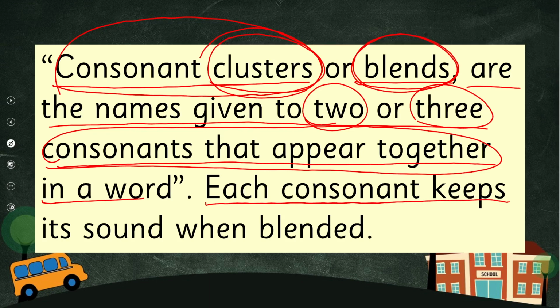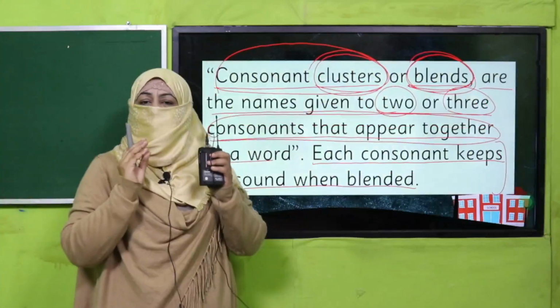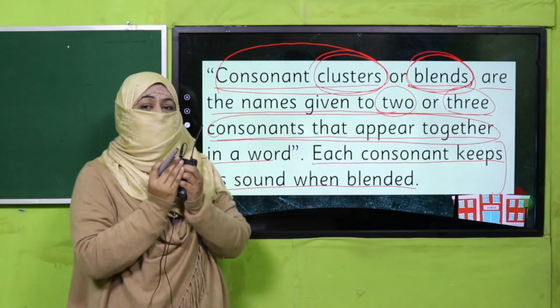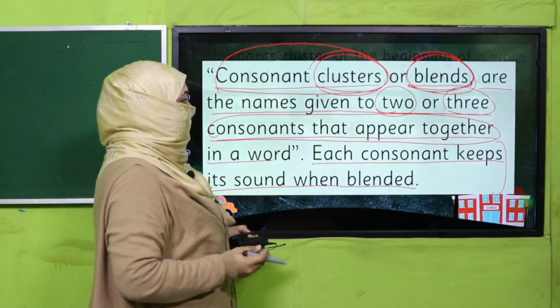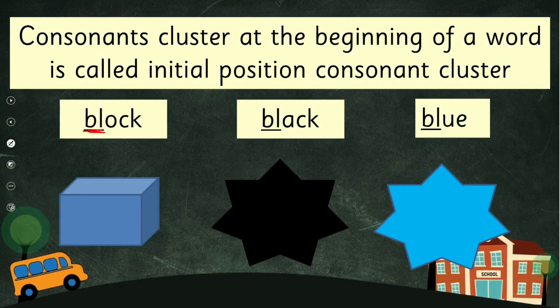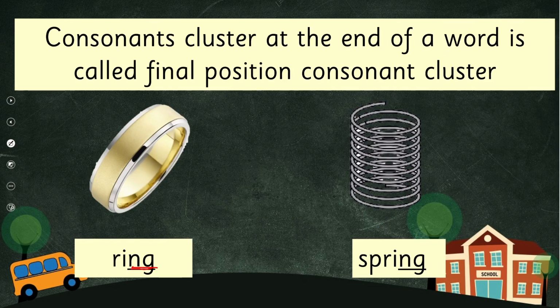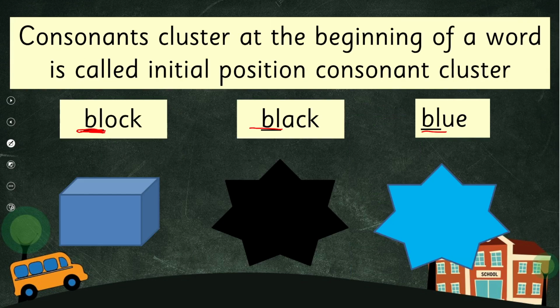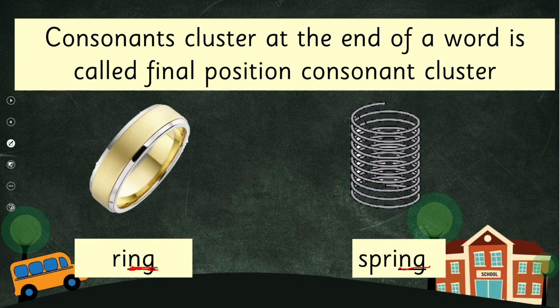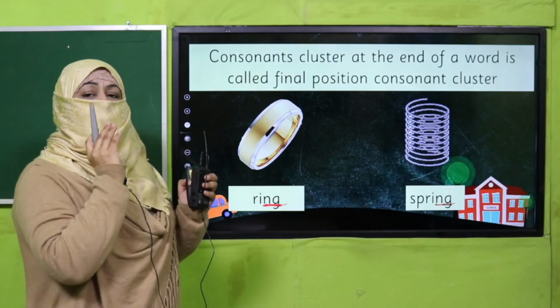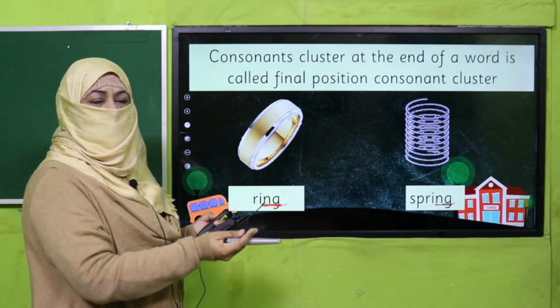And each consonant keeps its sound when blended. That's why they are also called consonant blend. How do we say it? We pronounce the sound of each consonant and we blend it while saying it. For example, block. Now you see block, black, blue, right? We have learned it before as well. Ring, so it's at final position. Spring. So if you find it at initial position or at final position, the rule is same. You will pronounce the sound, you will blend it, and then you will say the word.